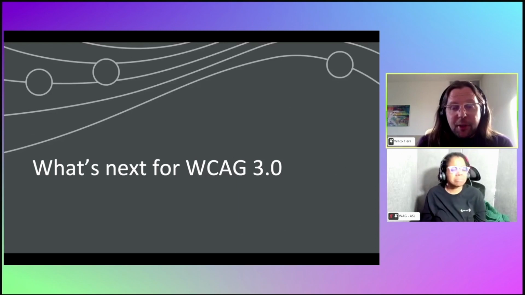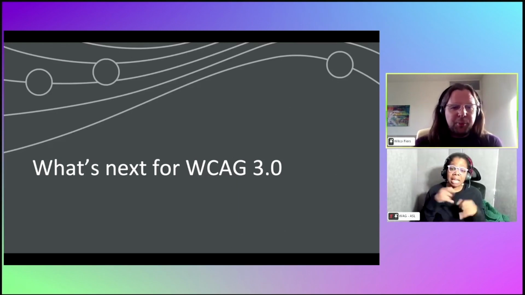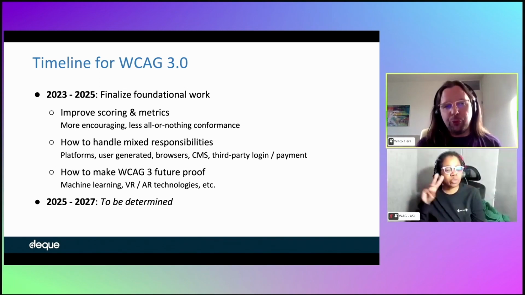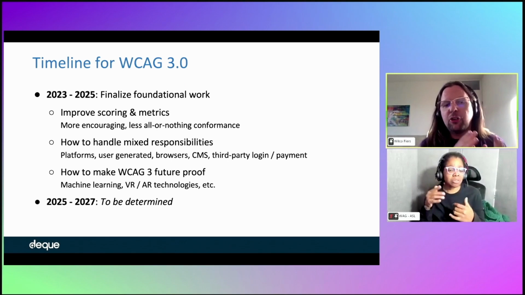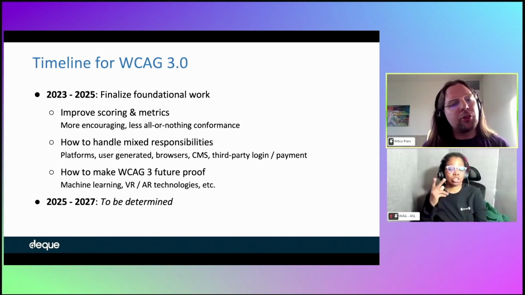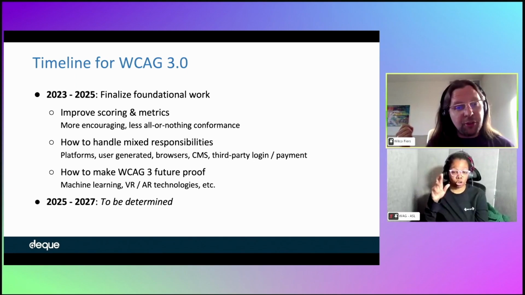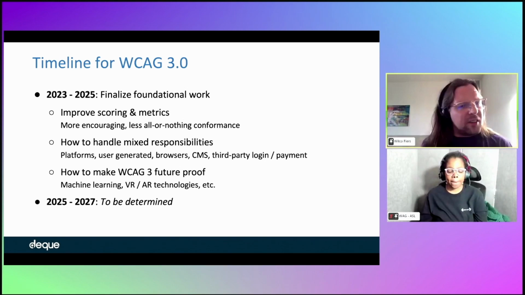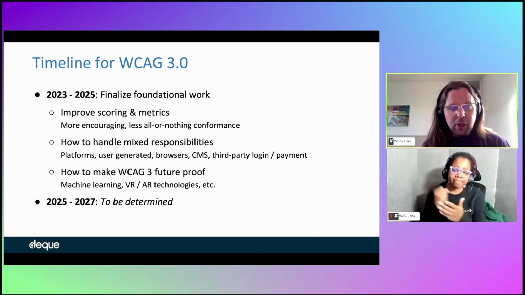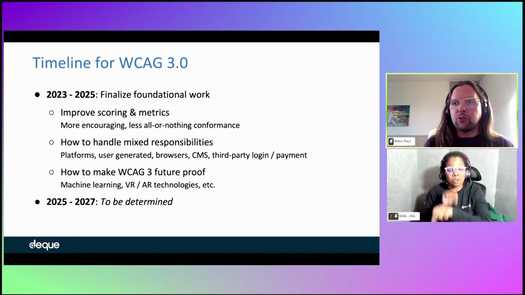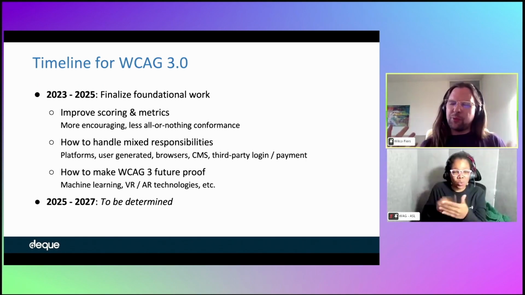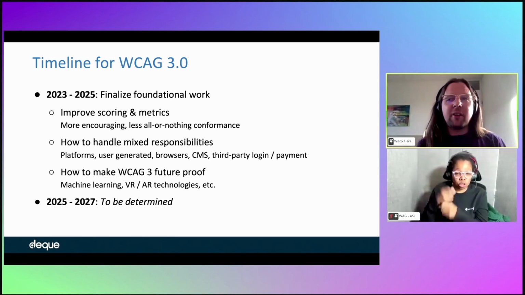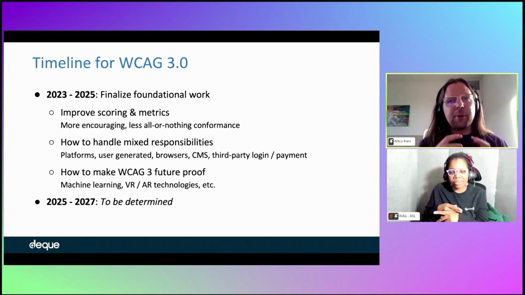So I want to talk a little bit about the timeline for WCAG 3 as well, because this always comes up. The focus for WCAG 3 right now for the next W3C charter, a 2-year charter that starts this year and ends in 2025, is really going to be to finalize these foundational pieces. We've been working for a number of years to try to figure out what are all of the things we want. And these next 2 years are going to be focused on figuring out some promising solutions to these problems.